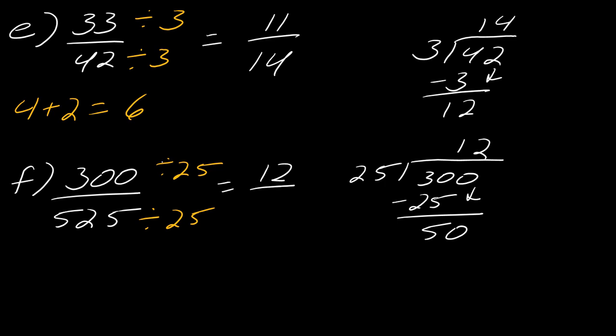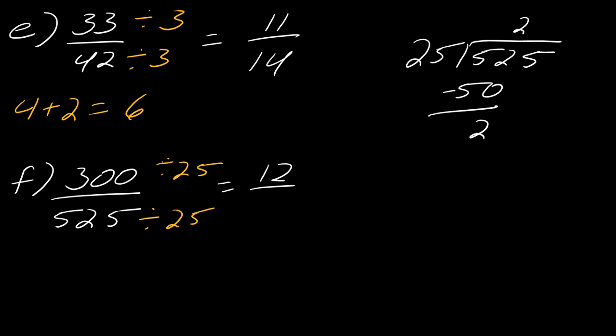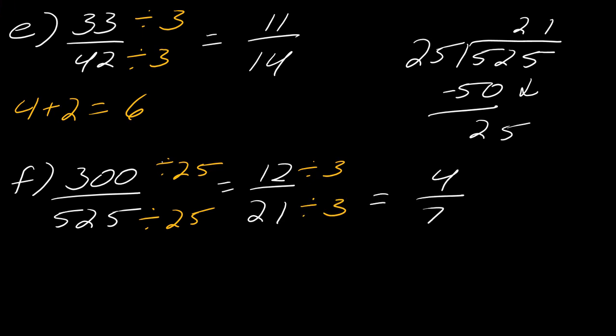Let me clear a little space. Okay, so let's do 25 into 525. 25 goes into 52 twice. 2 times 25 is 50. I can subtract that off. This will leave me with a 2. Bring down the 5. 25 goes into 25 once. So this will be 12 over 21. Okay, cool. Now, looking at this, I realize the top and bottom are still divisible by 3, so I can divide one more time. And this will be 4 over 7. And so that is as much as I can simplify.